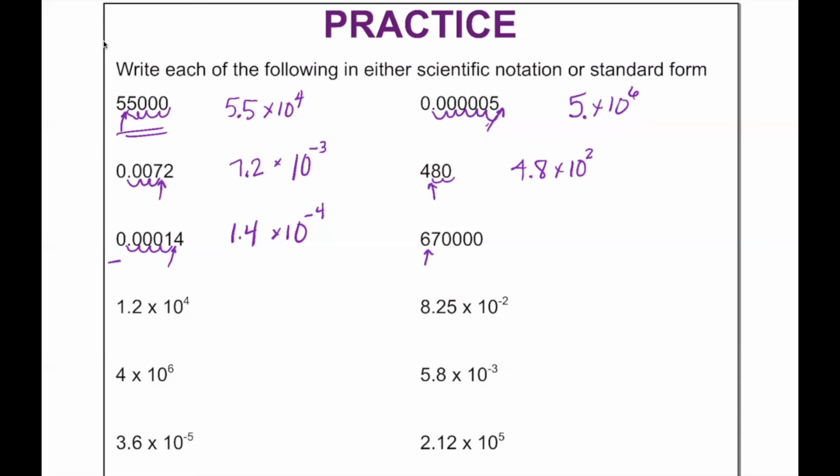Want our decimal to go here. So it's 6.7. How does our exponent look? We have 1, 2, 3, 4, 5. So this is times 10 to the fifth, and that's a positive number again because our value is greater than 1.